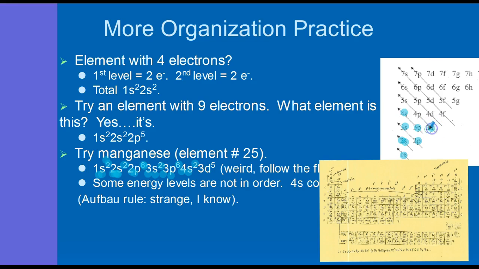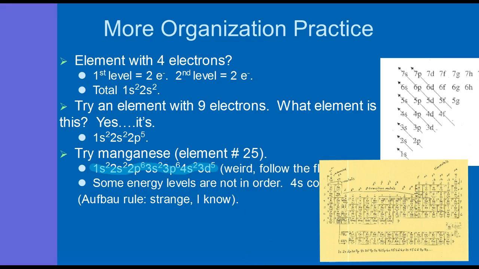Now we drop back down and we pick up the 3d, and this all adds up to 20, and we just need 5 more to get to 25, so the d will hold 5 electrons. d can hold a max of 10, but it definitely can hold 5, 3d5. So that is the configuration: 1s2, 2s2, 2p6, 3s2, 3p6, 4s2, 3d5.